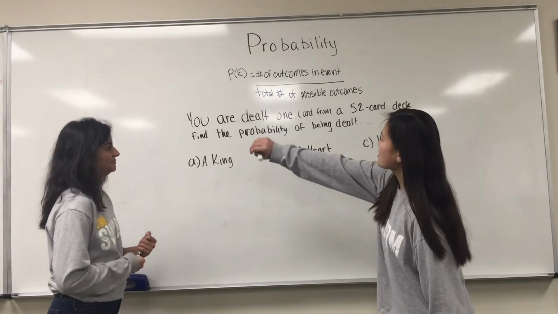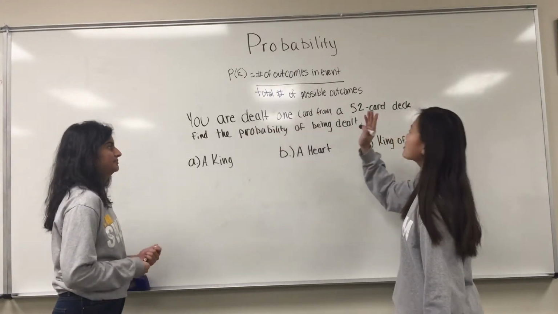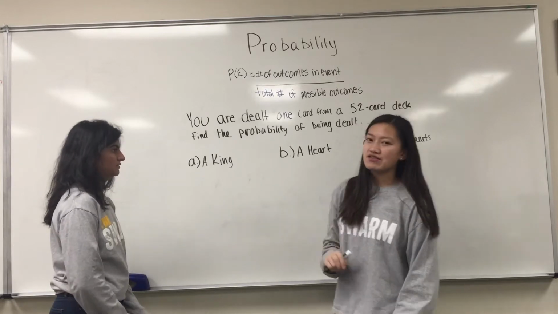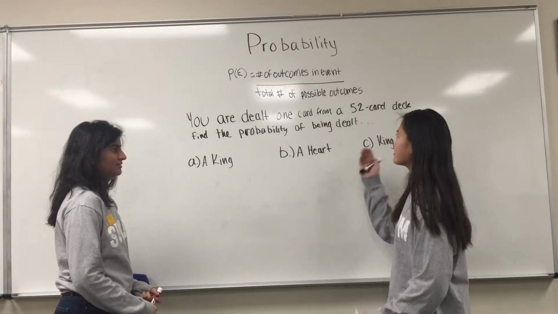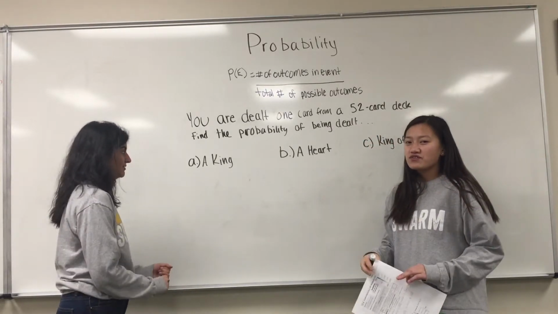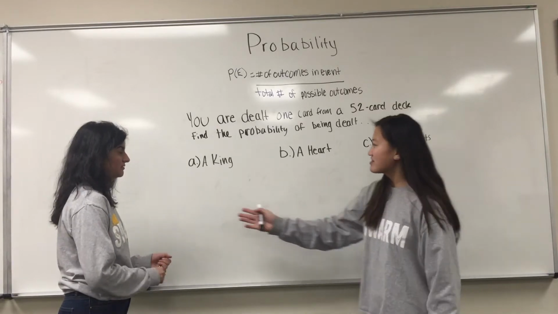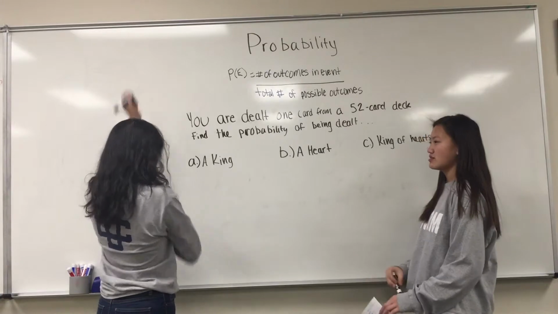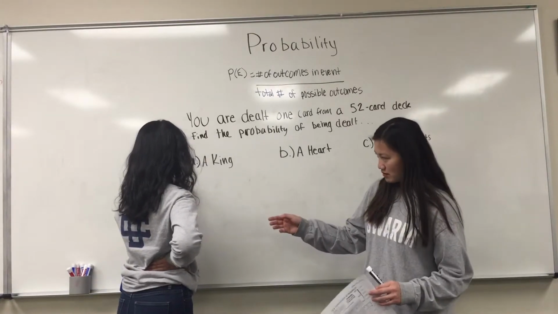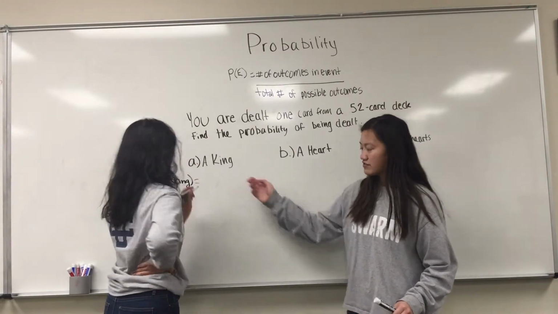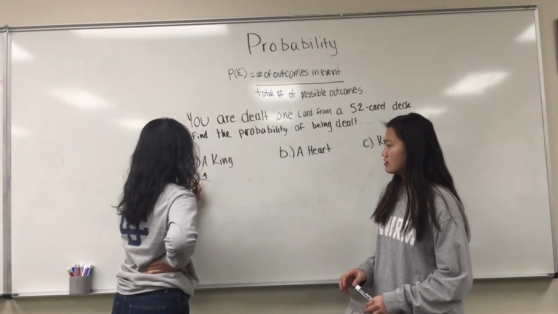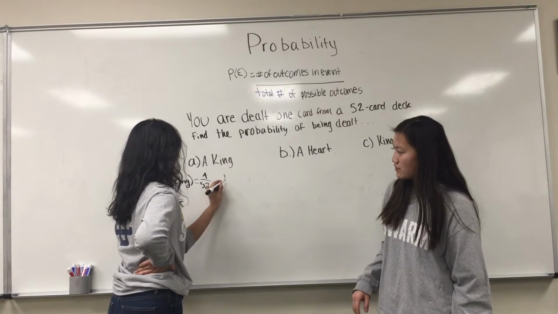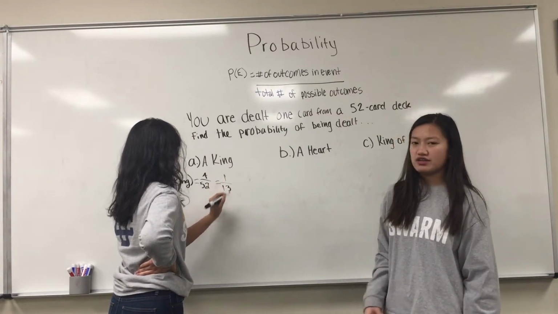Okay, so we are dealt 1 card, only 1, from a 52 card deck. So we're looking for a king. And now think, how many kings are in a 52 card deck? 4, 1 for each suit. Okay, so we have the probability of a king. So I'm just going to write this out for us. The probability of a king is 4 out of 52. And that can be reduced to 1/13, which would be your final answer as a fraction.